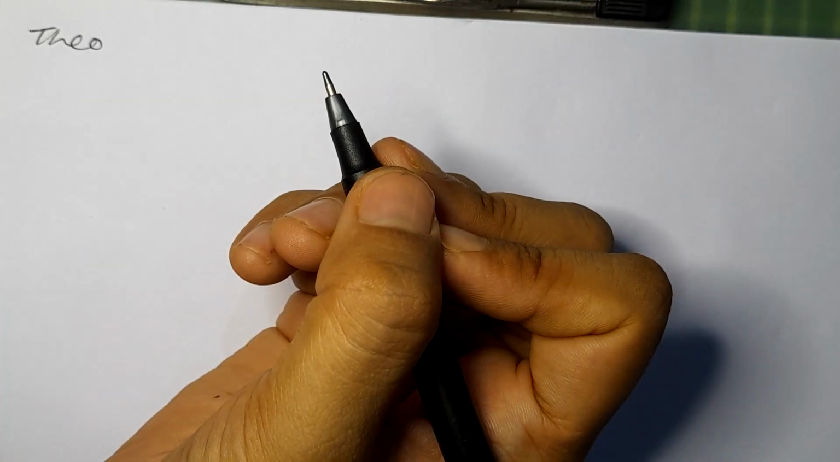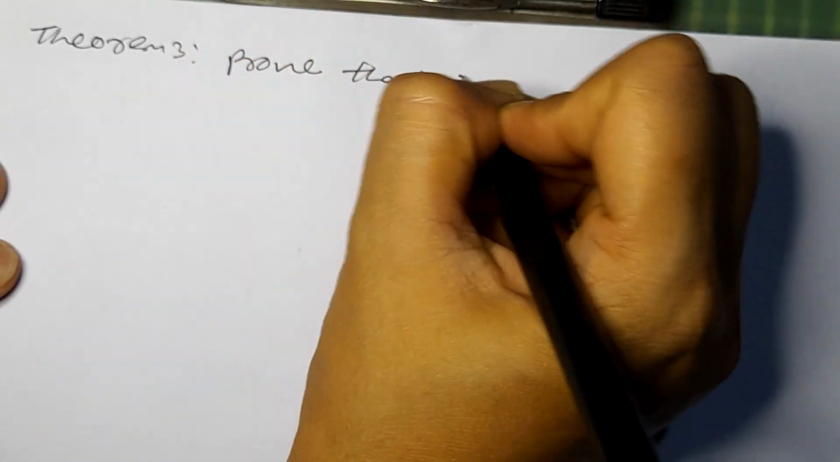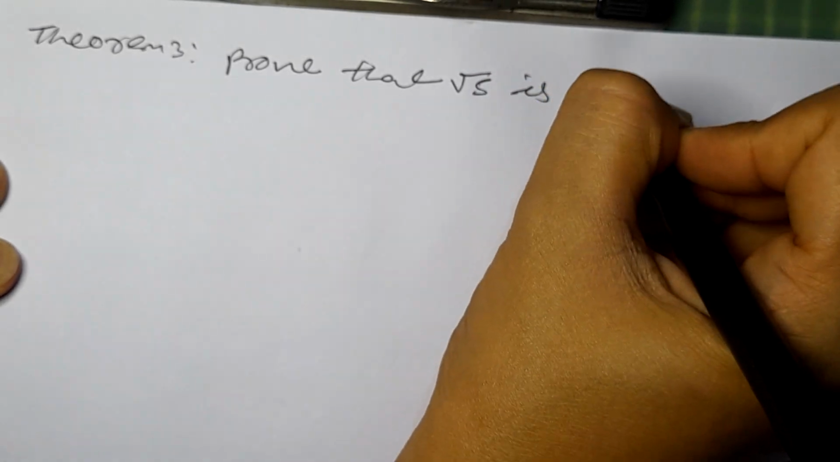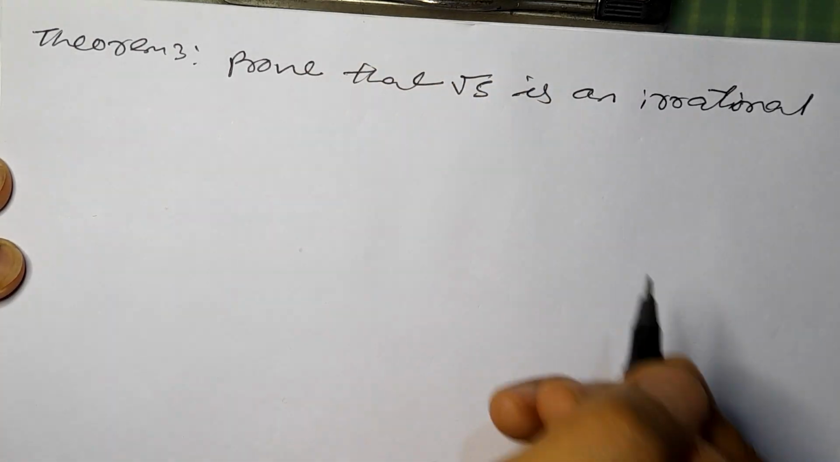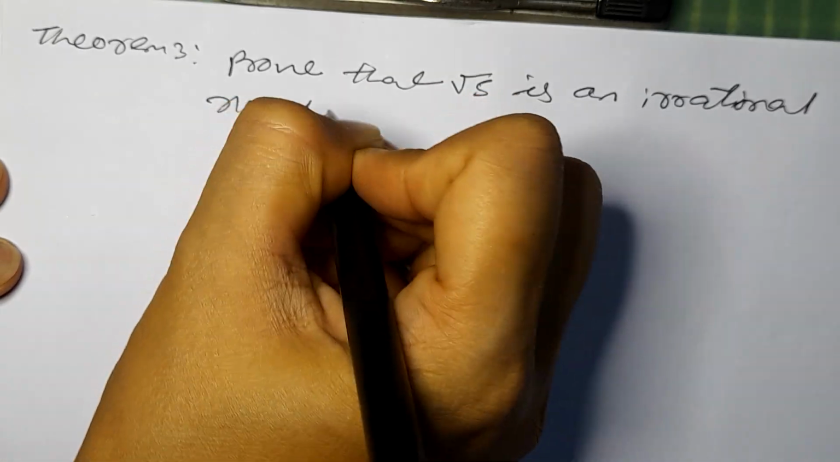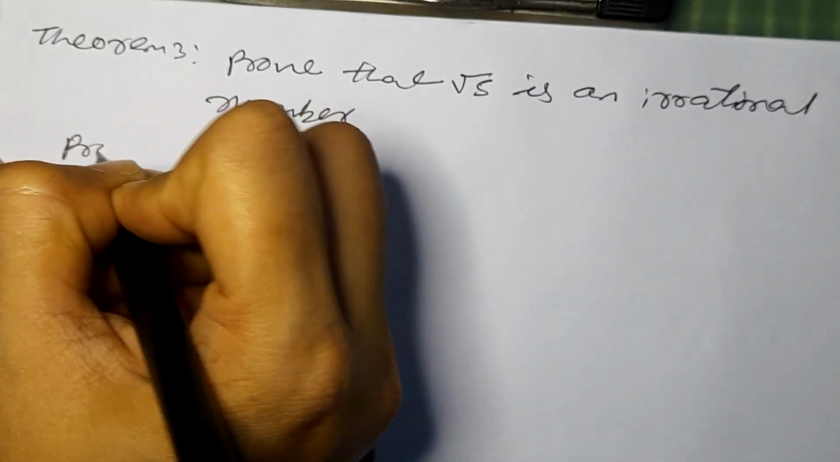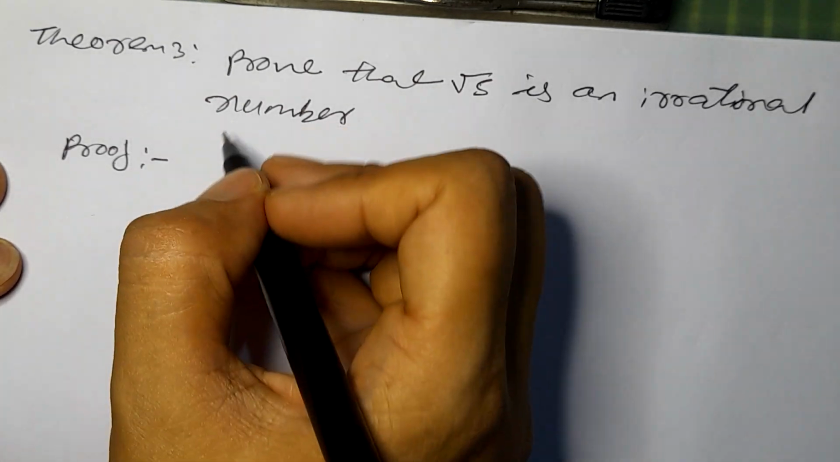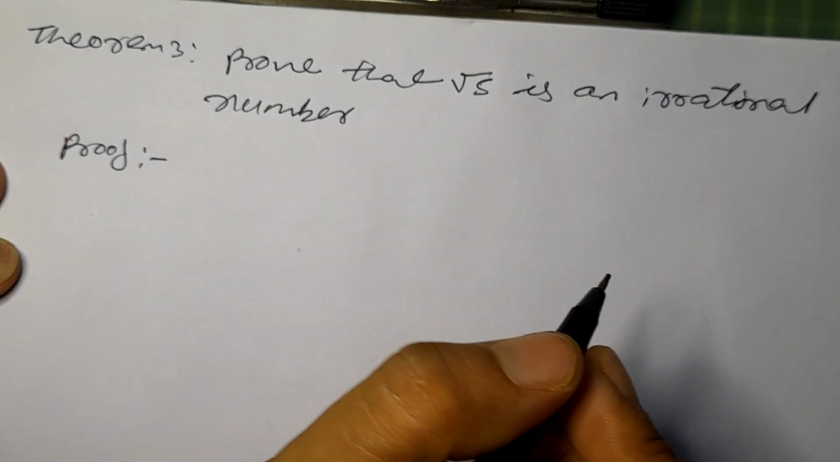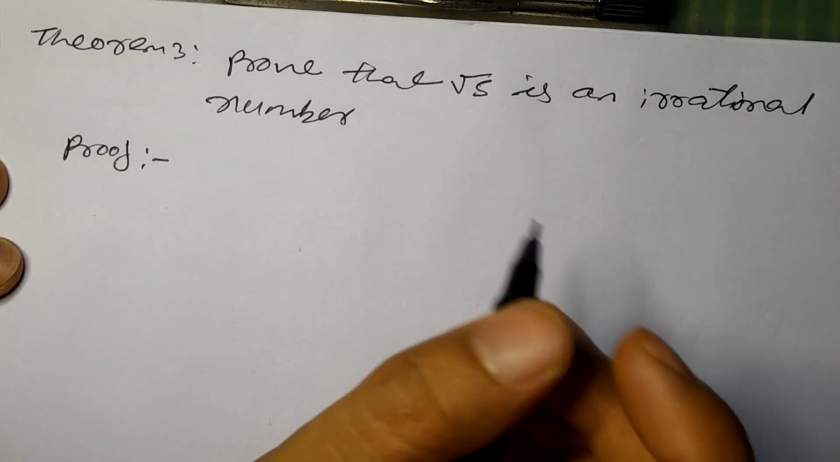Now theorem 3. Now proving root 5 as an irrational number. Prove that root 5 is an irrational number. So the proof is similar, only instead of root 2 it will now become root 5. While considering a equal to 2c, now we are going to consider a equal to 5c, only that much different, the rest will remain the same.